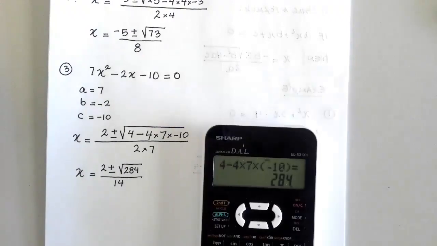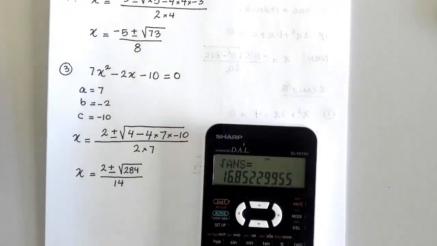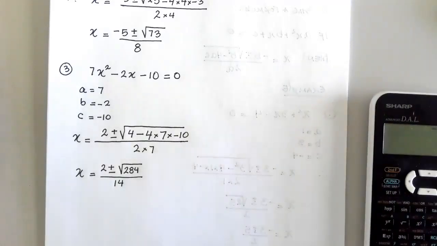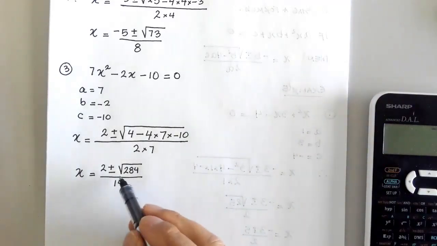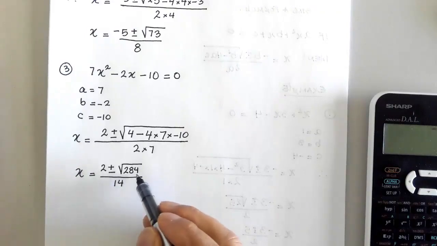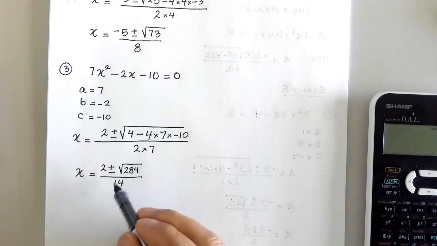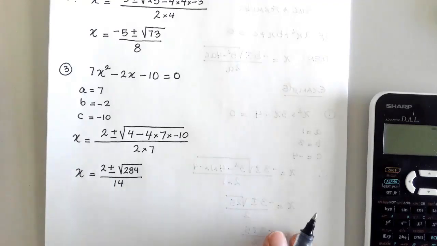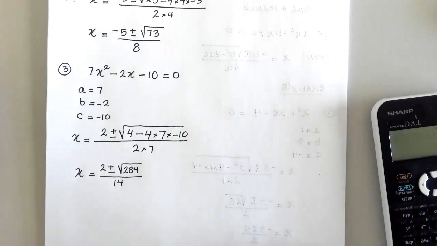Now, do we have a square root of 284? No, so we're just gonna leave it like that for now. Later you're gonna learn how we can simplify. Yes, we can simplify 284, and then you can simplify the whole thing, but for now we're just gonna leave it there. All right, so that's how you use the quadratic formula.